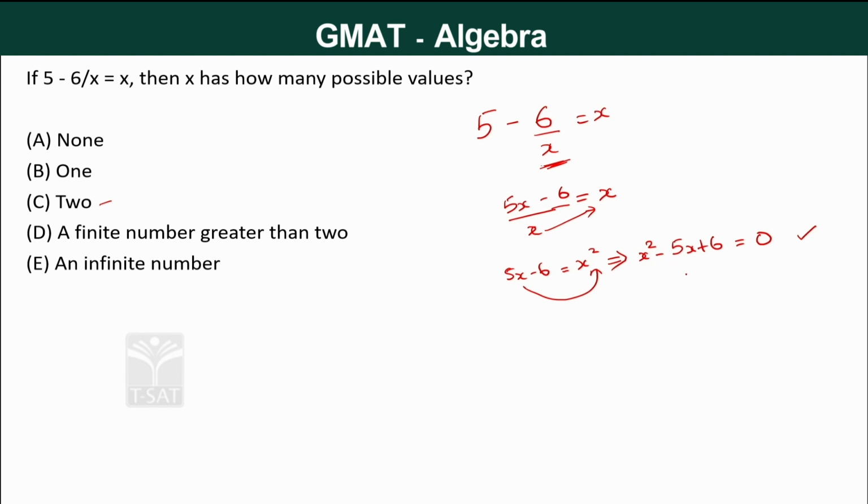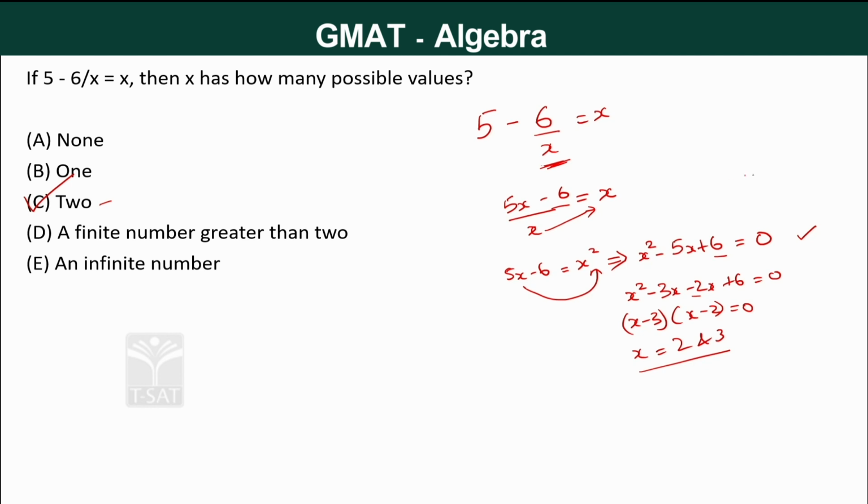So let's check the roots and make sure that 0 is not one of the roots. That is, x square minus 5x plus 6, splitting the middle term as minus 3x minus 2x plus 6, is equal to 0. Taking x common here and minus 2 common here, we get x minus 3 into x minus 2 equal to 0. So the roots are 2 and 3. Actually, if you look at the question, you do not need to solve, they are just asking how many possible values. Since it is a quadratic equation, we can directly say it will have 2 roots, so there are 2 possible values.